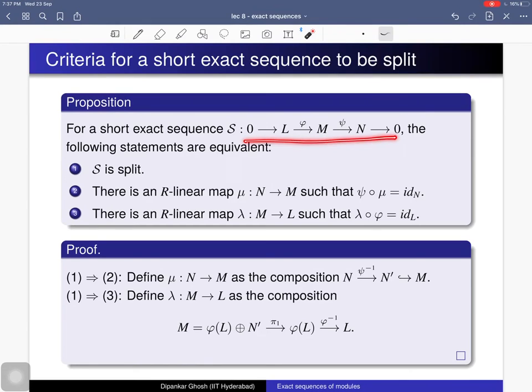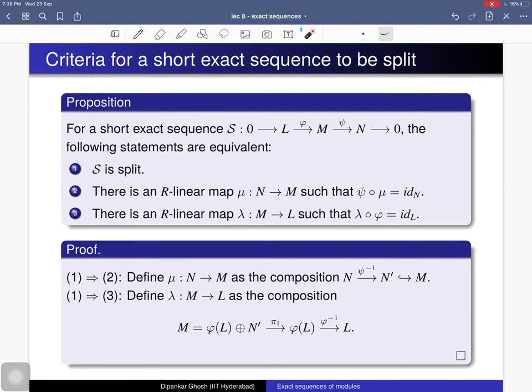Consider a short exact sequence like this, and this proposition says that this short exact sequence splits if and only if you have a map from N to M in the reverse direction, that is mu, such that the composition psi compose mu is the identity map on N. Moreover, it is equivalent to say that there is an R-linear map lambda from M to L such that the composition lambda compose phi is the identity map on L. Okay, so let us prove this proposition.